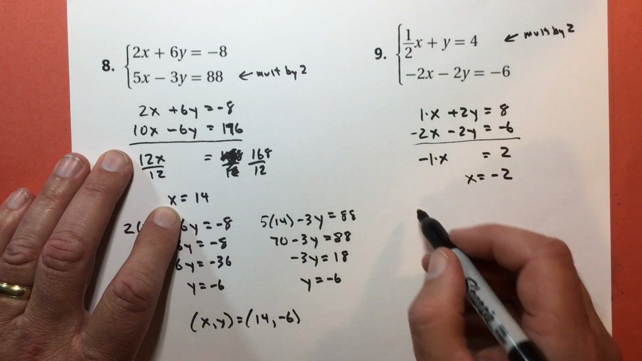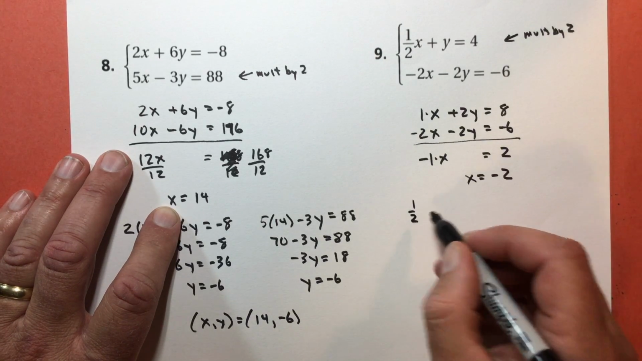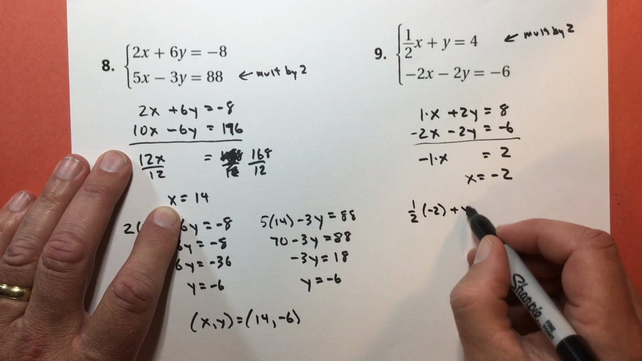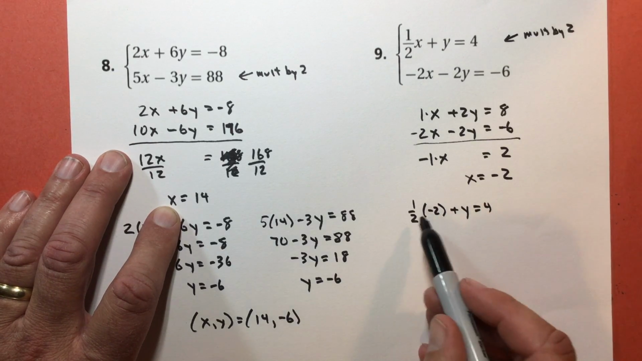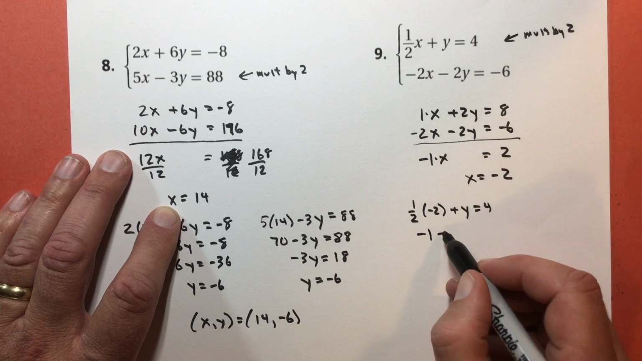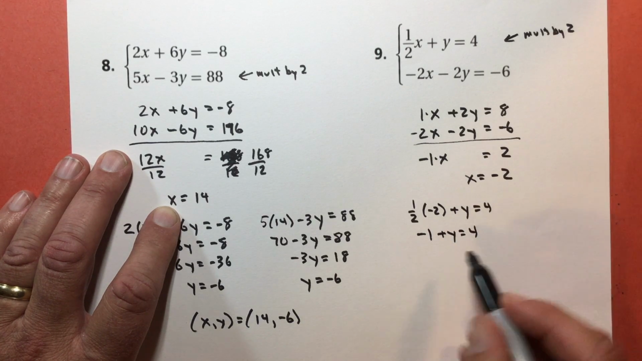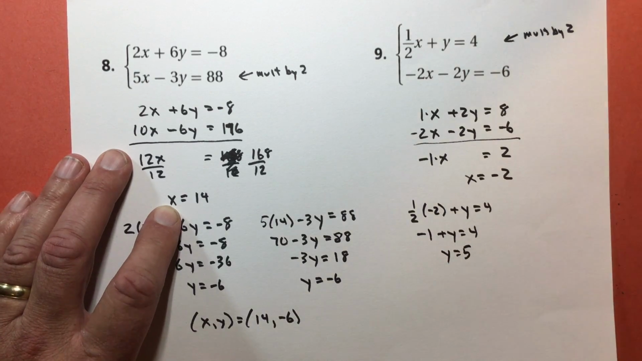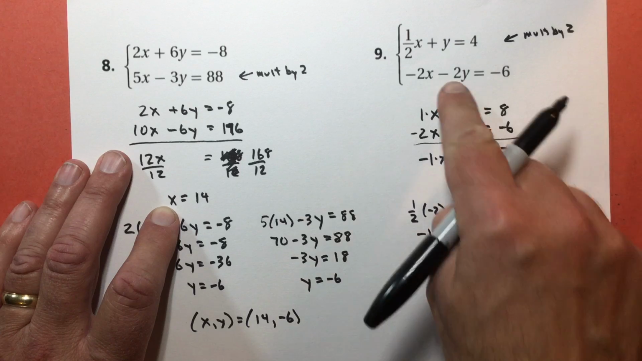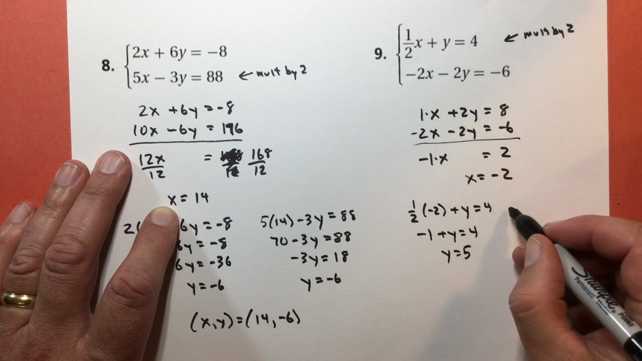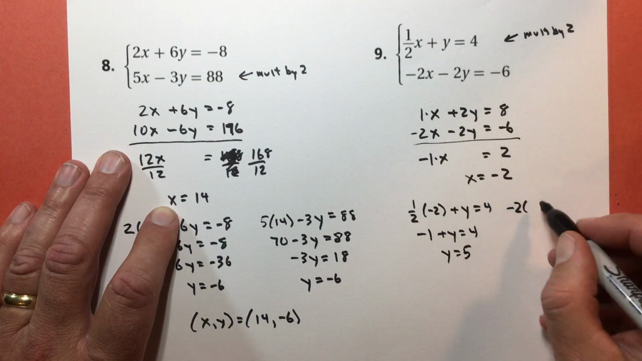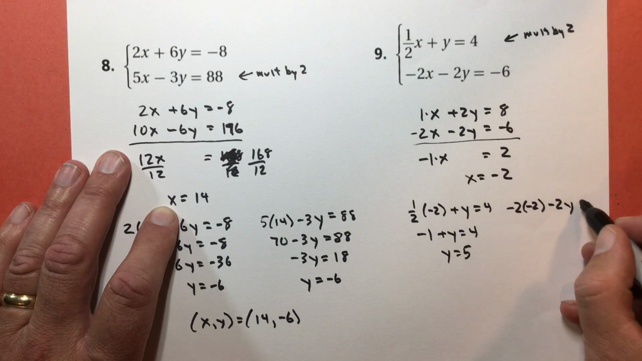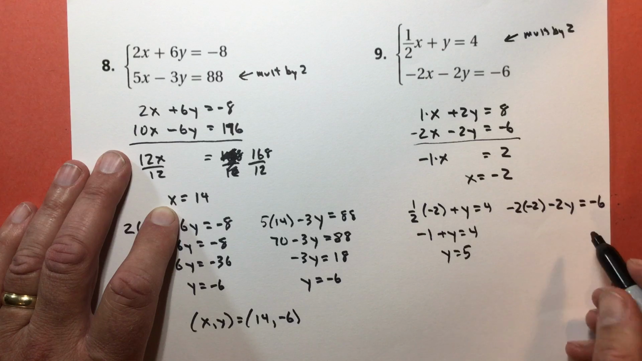Now let's check. I get 1/2 of x, which is negative 2, plus my y equals 4. Half of negative 2 is negative 1. Add 1 to both sides, I get y equals 5. Excuse me. Let's try the other one. Hopefully I got room. Negative 2 times x, which is negative 2, subtract 2, there's a lot of negative 2's there, y equals negative 6.